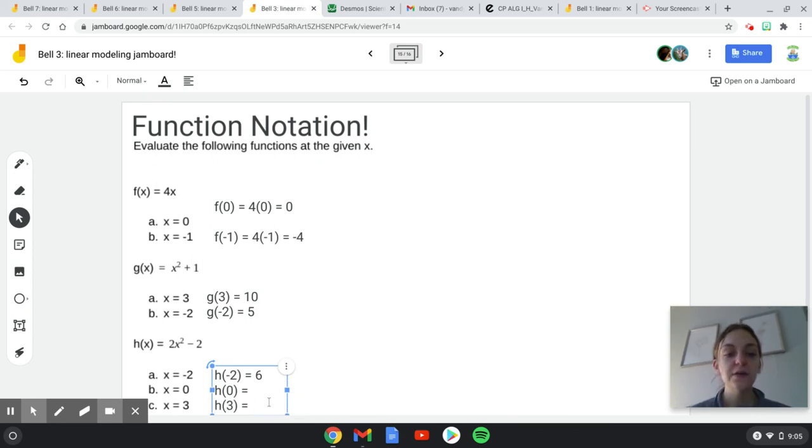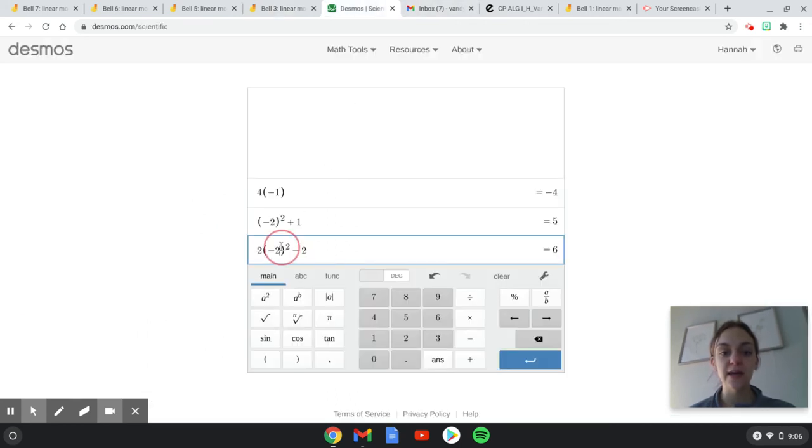All right, so now I'm ready to evaluate when x equals 0. So instead of having a negative 2 in the parentheses, I'm putting in a 0 because my problem is now asking me to evaluate when x equals 0. And I get my answer as negative 2.